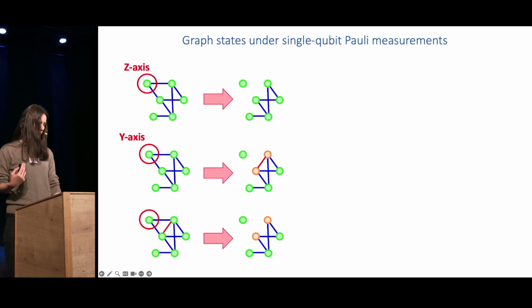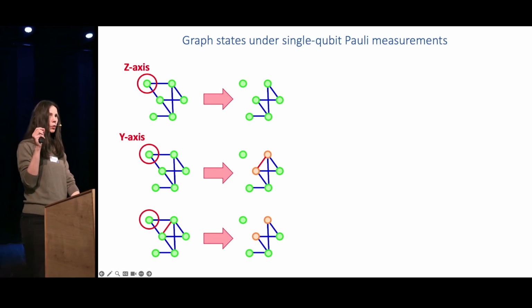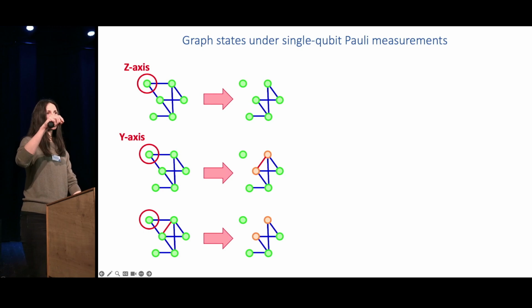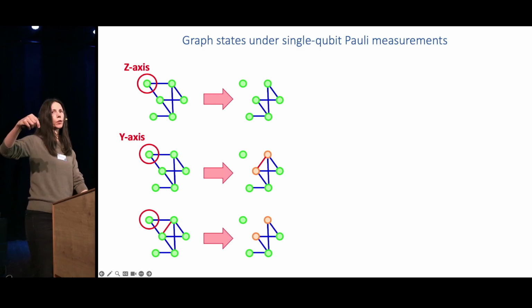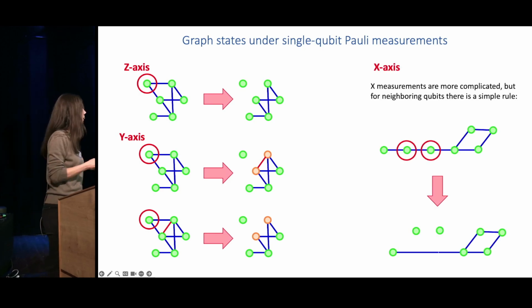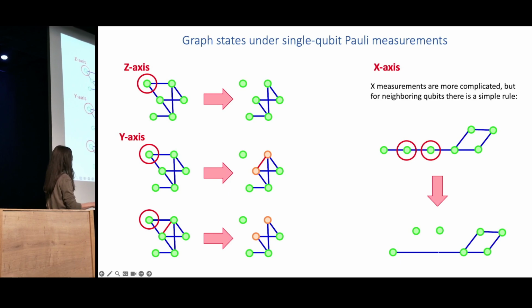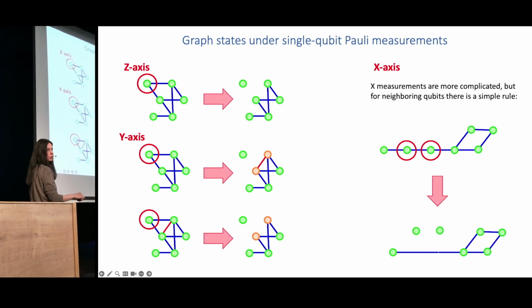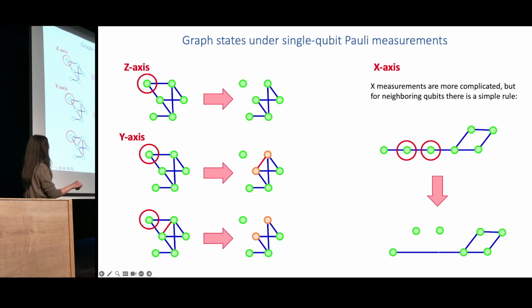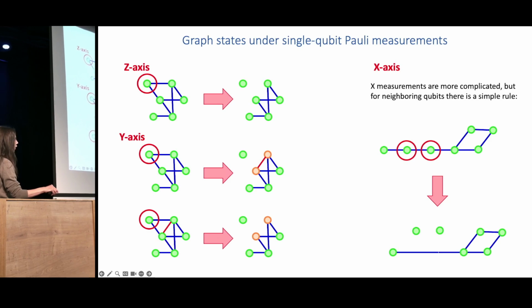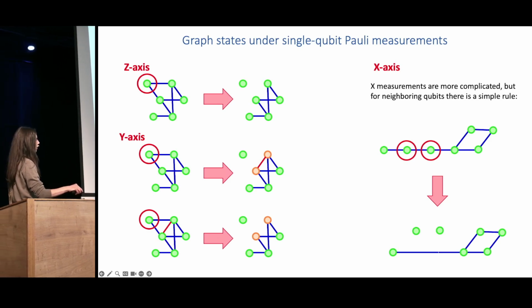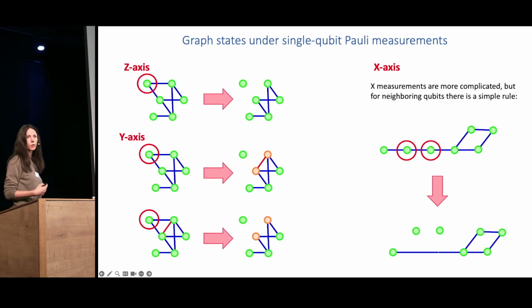And X measurement is a little bit more complicated, so I'm going to show you what we'll need next. We're going to be using 2X measurements in neighboring qubits. 2X measurements in neighboring qubits remove those qubits, and they couple the neighbors. So this is also reminiscent of teleportation, right? I'm measuring these two, and I'm creating a line between these two. I'll come back to this later.